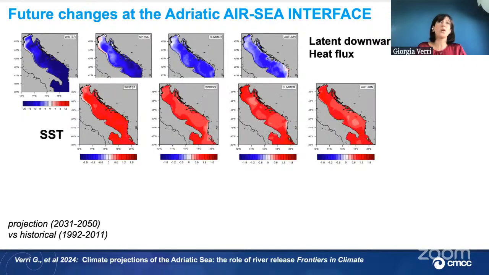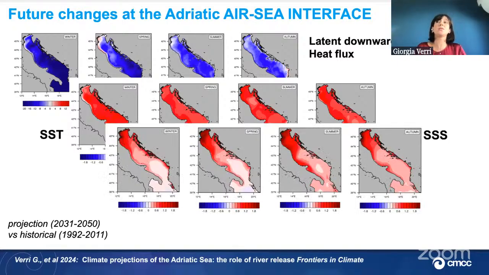The same quite homogeneous behavior is expected for the sea surface temperature, again through all seasons and across the whole Adriatic basin. While looking at the changes in terms of the sea surface salinity, it is also expected to increase, but in a quite heterogeneous way, with the highest effect in the northern part of the Adriatic basin and along the region of freshwater influence.